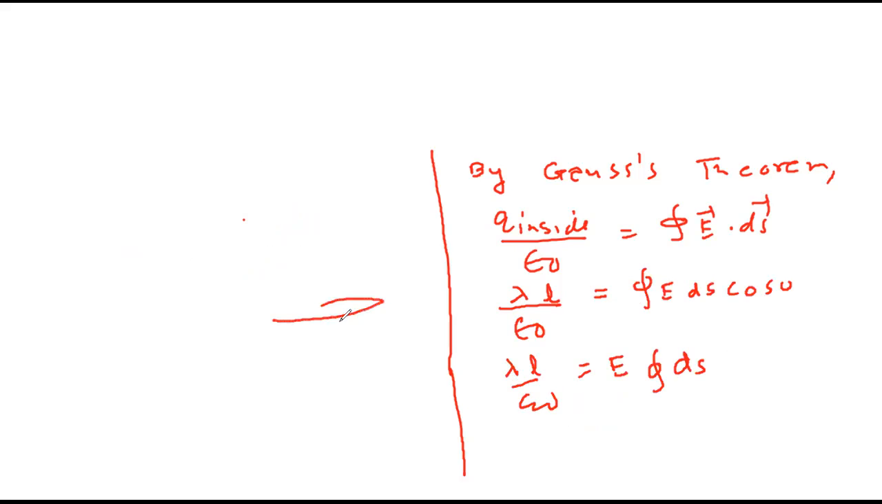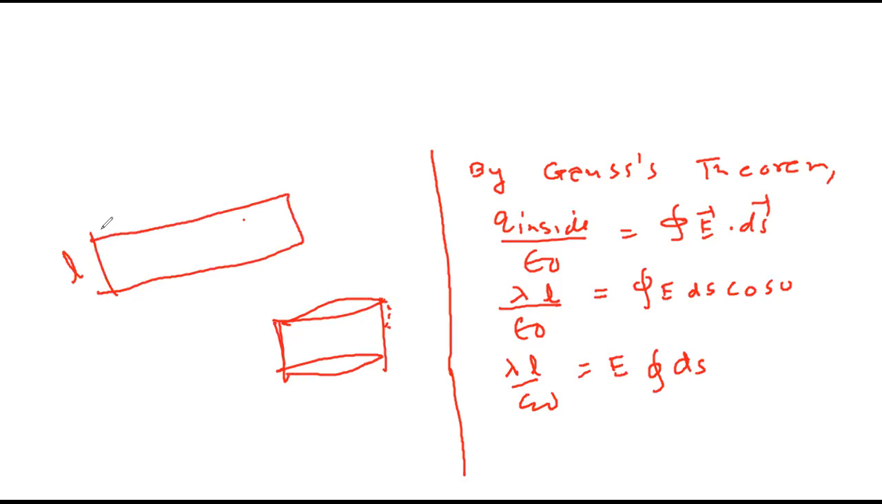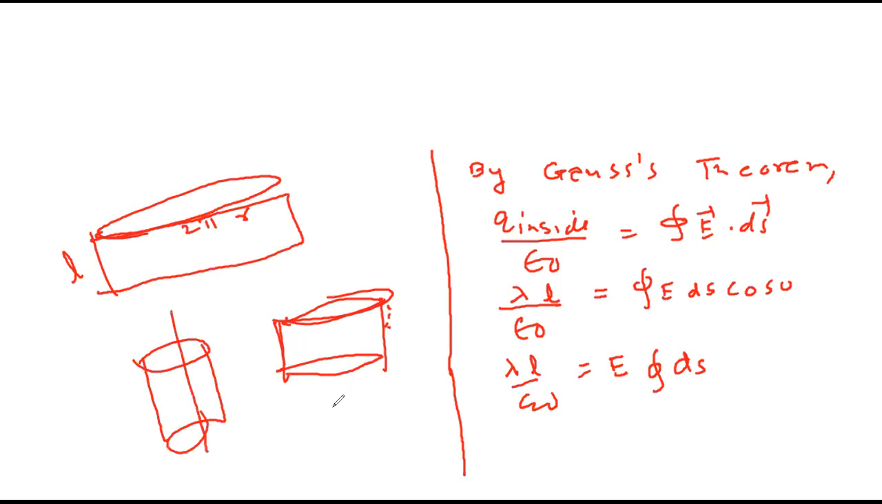What is that ds for this Gaussian surface? What is the entire area of the Gaussian surface? If you cut the cylinder and open it, it will become a rectangle, where this is length L and this is the total circumference, 2 pi r. If this is a cylinder, I cut here and open it, then this is the circumference and this is the length. So can I say this is the curved surface area? What is the curved surface area of the Gaussian cylinder?